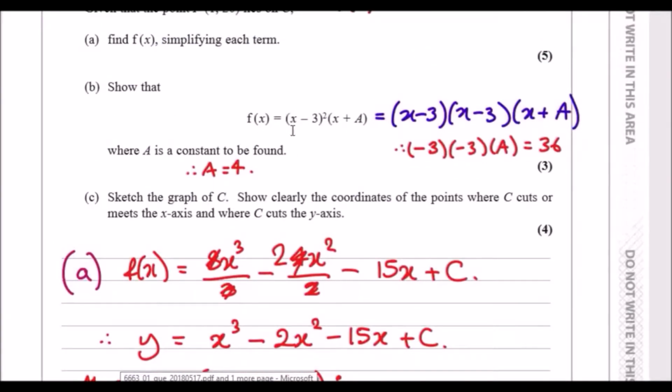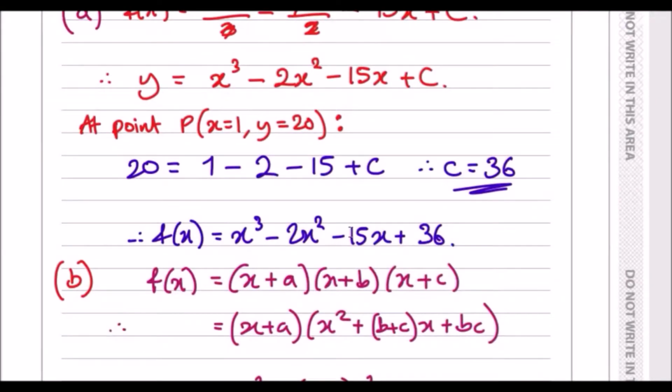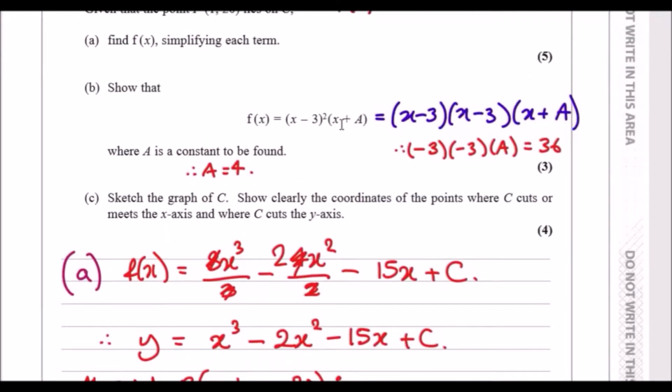Show that f(x) equals (x - 3) all squared times (x + a). So that's literally two lots of them, (x - 3) twice, where a is a constant to be found. Now, to find a is actually dead easy, because one thing you have to realize is that this f(x) is basically the full expanded one we have right here, where we just deduced. To get the value a, if you multiply all three constants, minus 3 times minus 3 times a, it should give us a result of 36, because if you expand it, that's what happens.